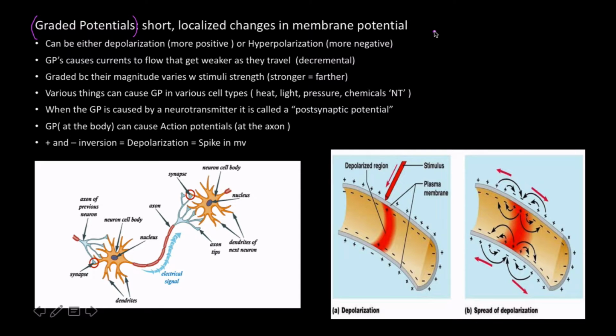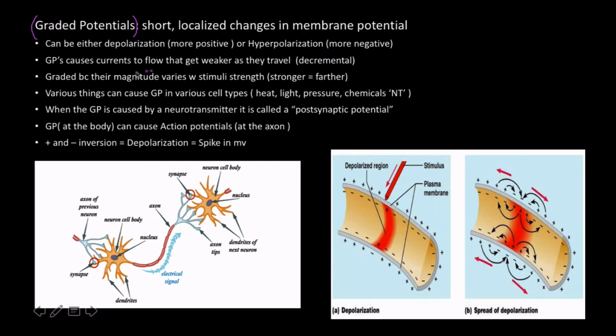Now, sometimes they can be depolarization, making the cell more positive, or they can be hyperpolarization, making the cell more negative. But what we found is that they get weaker as they travel. This is called a decremental signal. So you have some type of stimulus here, and there's going to be a little bit of a spread of depolarization. I'm not going to stress the detailed mechanism of how that depolarization spreads, so much as you understand that, yes, there's this inversion of charge happening there.